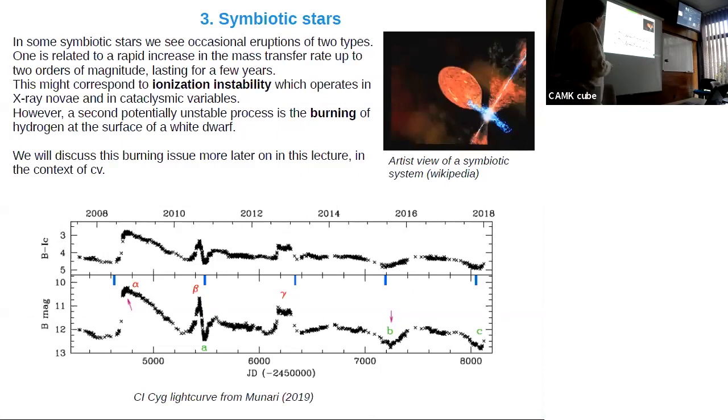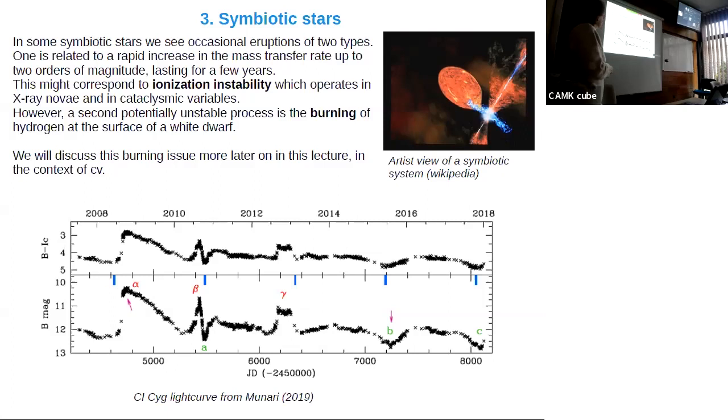Why they are interesting from our point of view? They may have disks, although it's not clear that all of them have them. Some of them show significant outbursts. This is one of the symbiotic stars. And this is the magnitude. So you see they show outbursts by more or less two magnitudes. Not very regular, but something is happening. The nature of this outburst is not clear.